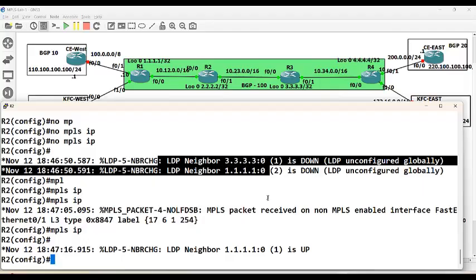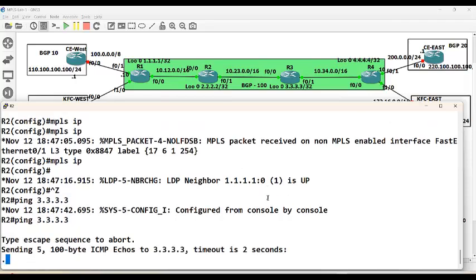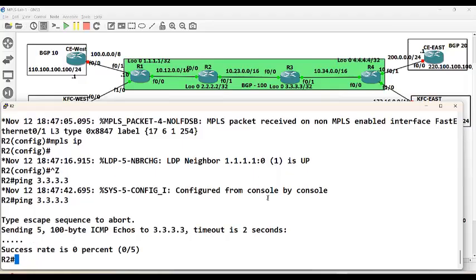You know why? Router 3's MPLS says, I am 3.3.3.3 talking to you. Router 2 says, I don't know who is 3.3.3.3. You are saying you are 3.3.3.3, but I don't know who that fellow is. When I ping, I cannot ping. When I check the routing table, I cannot see the route for 3.3.3.3. Then how can I form an LDP neighbor with that guy whom I do not know? You understand the story now?